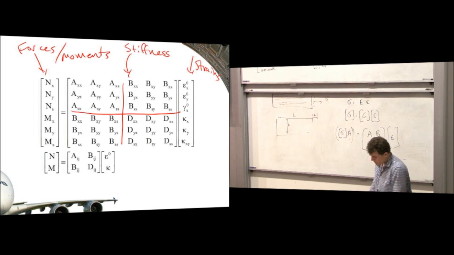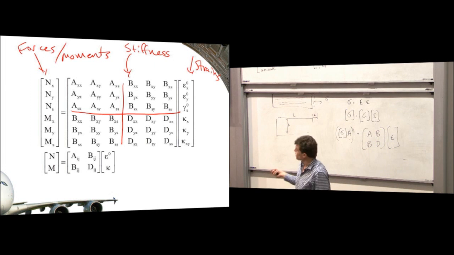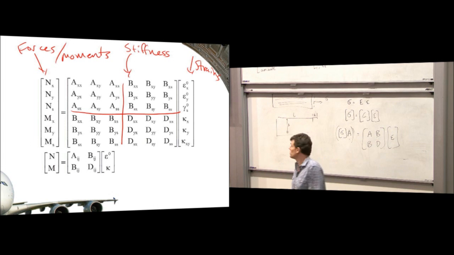So the way to read this matrix, and we'll look at calculating the terms in a second, is that AXX relates the force in the x direction to the strain in the x direction. So that's just like what you'd think of as a Young's modulus. It's not exactly the same as Young's modulus, but if something has a high AXX, for the same strain you get a higher force. So it's a stiffer laminate.